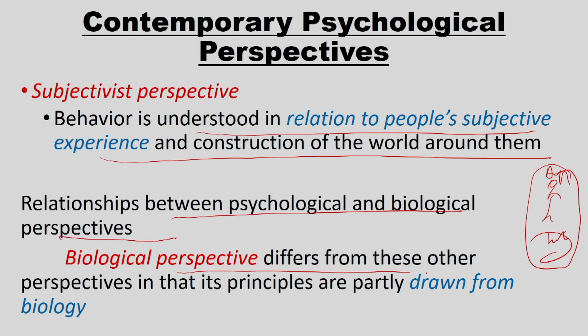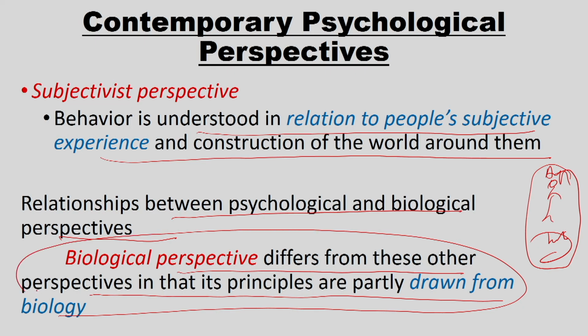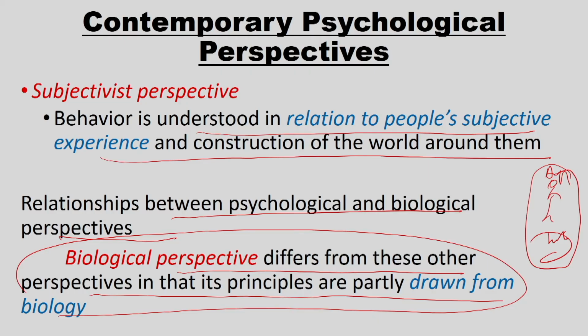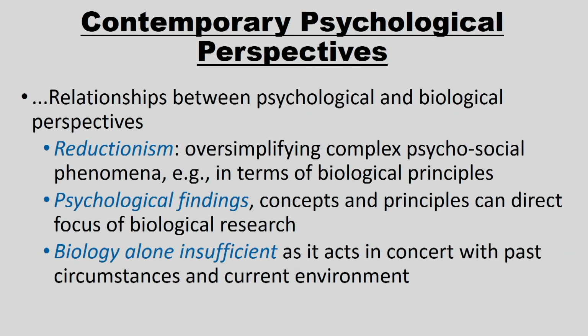Now, the biological perspective differs from the other perspectives in that it is a principle partly drawn from biology. It differs from all other perspectives because it comes from the biological sciences, and any biological science focuses on something called reductionism. So the relation between the psychological and biological perspective is gathered around something called reductionism. What is reductionism? Look at the explanation that the biological perspective provides.